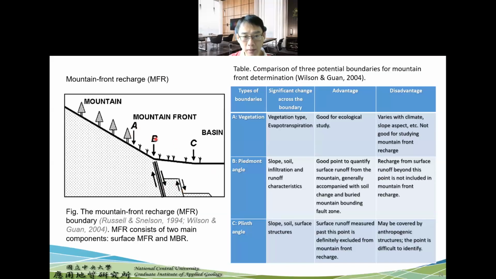And here we have the A, B, C areas. The researchers Wilson and Grant, in 2004, tried to separate them: A could be vegetation-predominant areas or plant areas. They have different recharge abilities or different recharge behaviors. So here is the information for your reference. If you would like to set up artificial recharge, you can also consider this kind of property because they might have different recharge abilities.